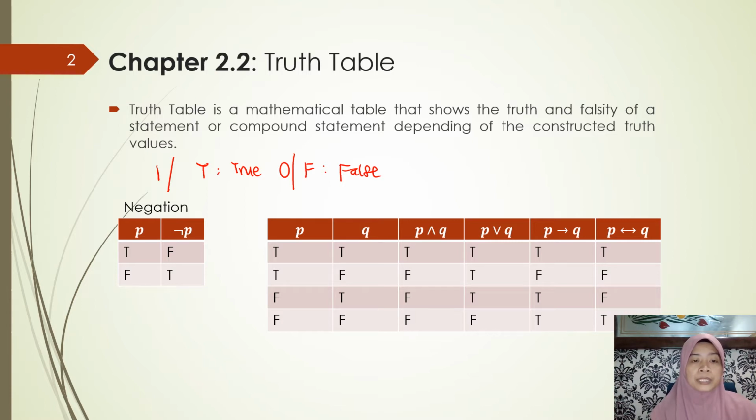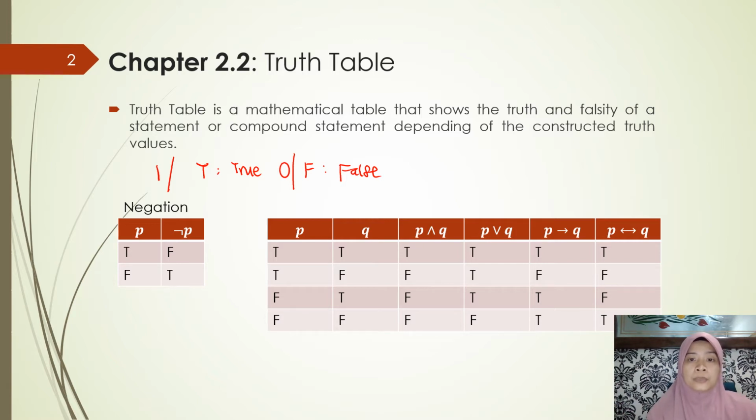Okay, for the negation, if our P is true, then the negation, not P, will be false. If P is false, then the negation will be true, right? So it will negate the truth value.